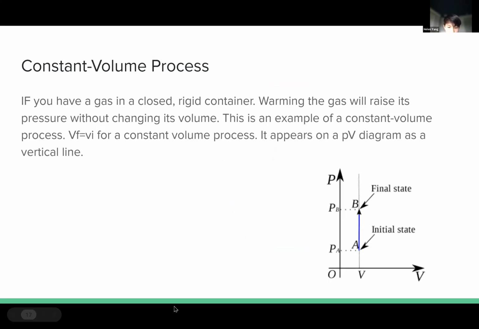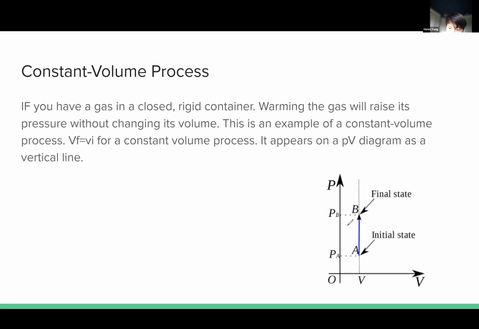First I'll talk about the constant volume process. If you have a gas in a closed rigid container, warming the gas will raise its pressure without changing its volume. This is an example of a constant volume process. The final volume and initial volume are equal, and it appears on a PV diagram, a pressure and volume diagram, as a vertical line. Since the volume isn't changing, it's just the pressure that's changing, so it would be a straight line. This is the initial and this would be the final.